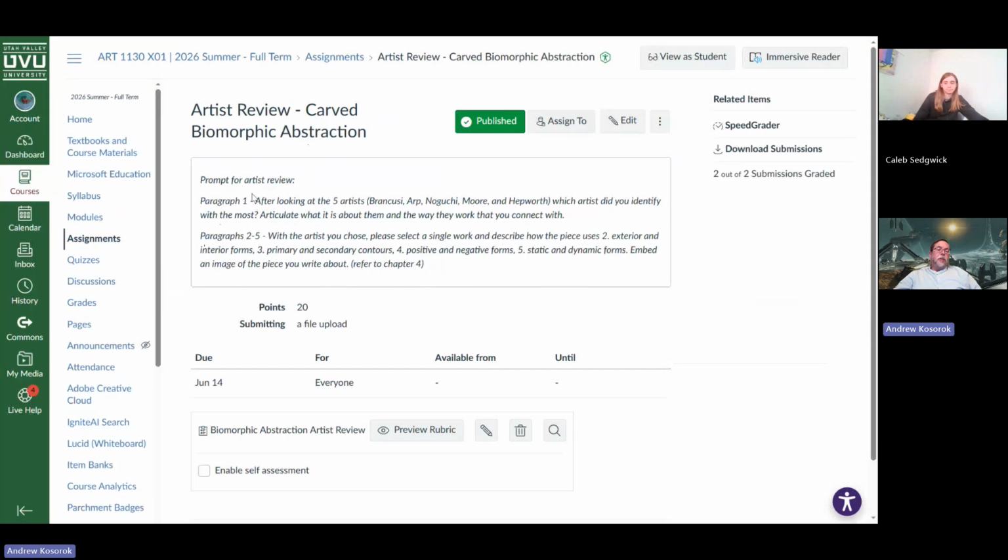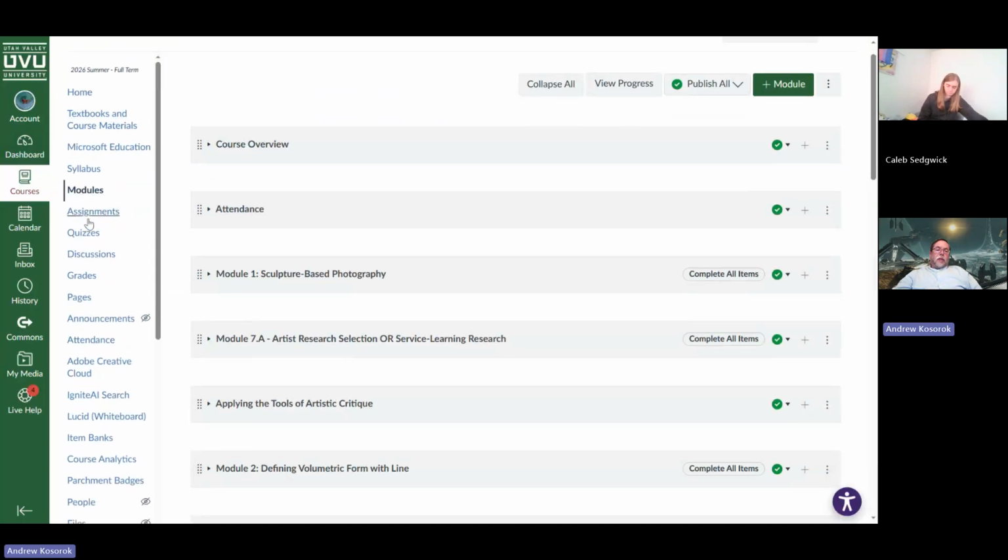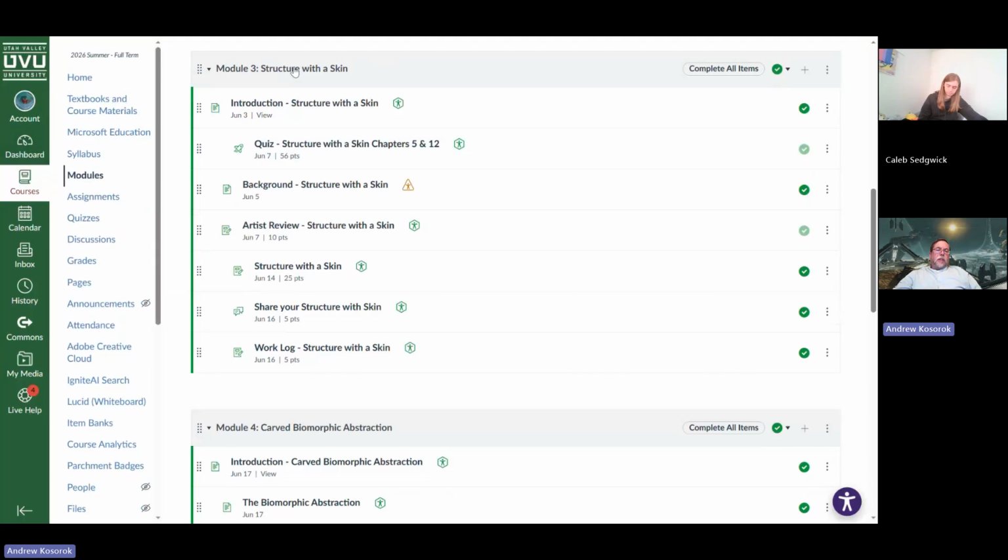So for full points, 5 paragraphs. Each paragraph covers exactly what it says, how I describe it, and you embed an image of the piece you're writing about. All right. Does that make sense? Yes, it does. All right, excellent. And again, if you miss them and you don't get the points you want, look at what I said and then go back and fix it. Not a problem.